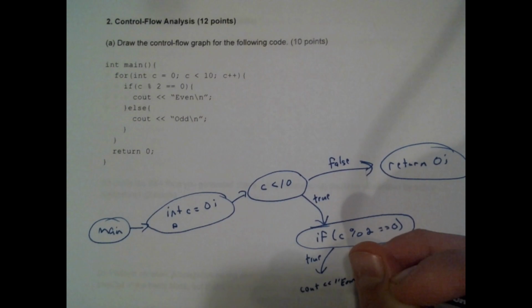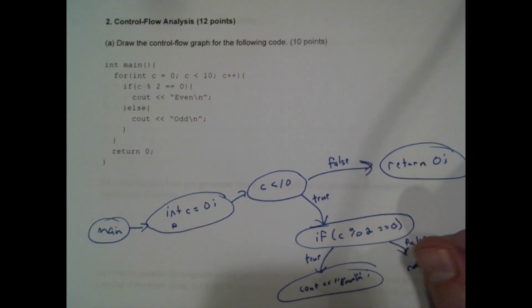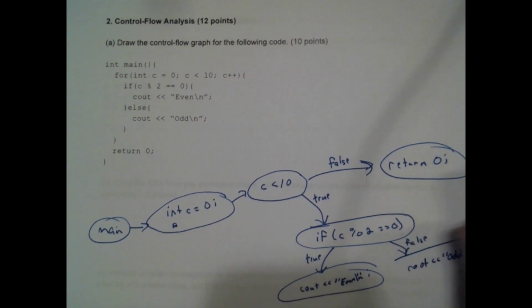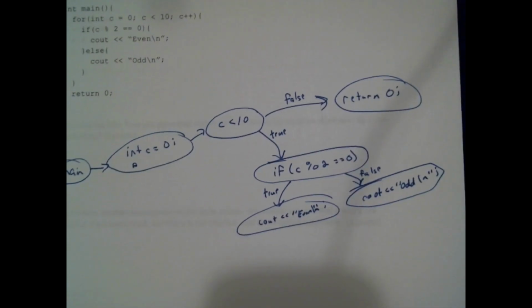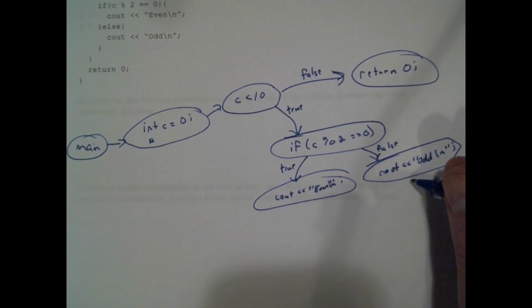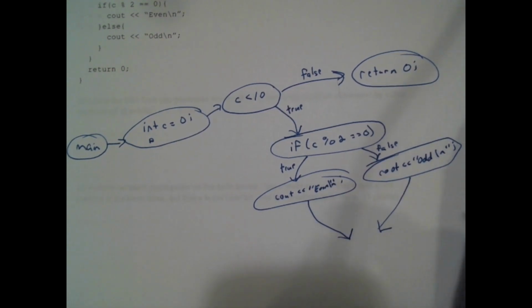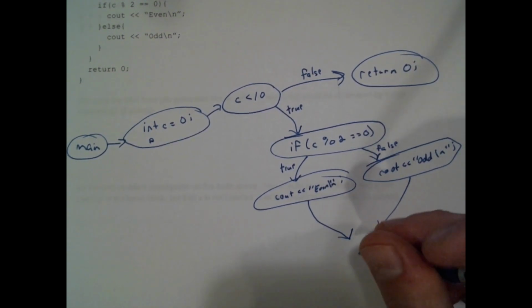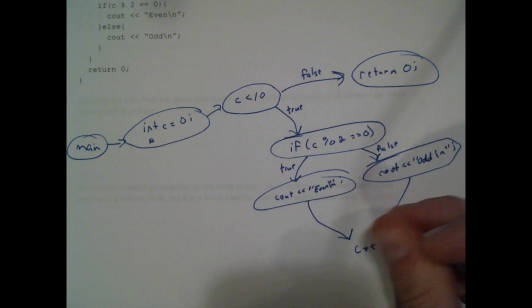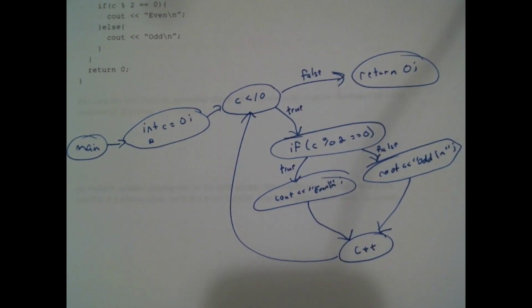And if we go to true, we do cout even \n. If we go to false, we do cout odd \n. So those are the two parts of that. And then at the end of that, we would converge back together. These both go to the same node at the end, and that's going to be the update to c. So c++ always happens, and then we'd loop back up to c is less than 10.